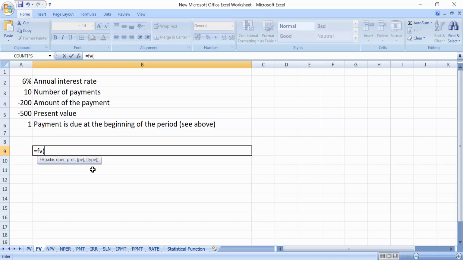What I explained in the previous function is the same. And NPER is the total number of payment periods in the annuity, PV represents the present value, and type I also explained, 0 or 1. 0 means at the end of the period, and 1 means at the beginning of the period, right?